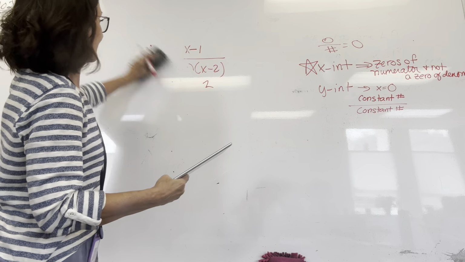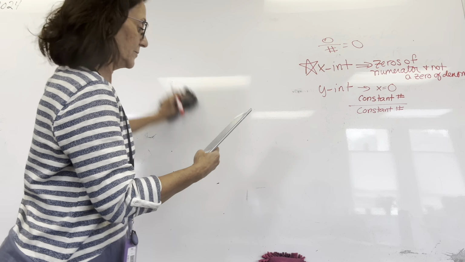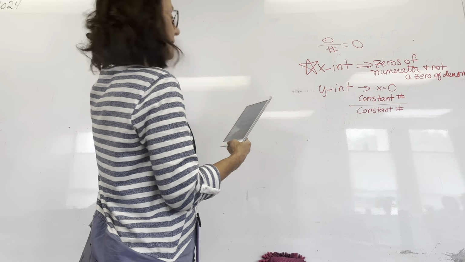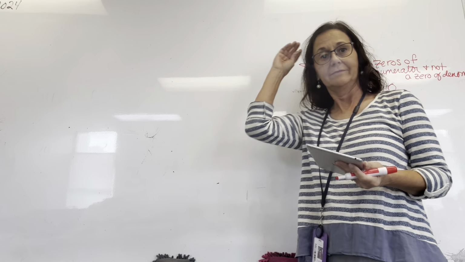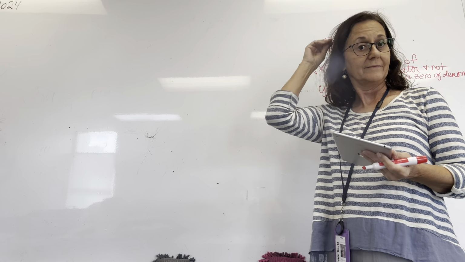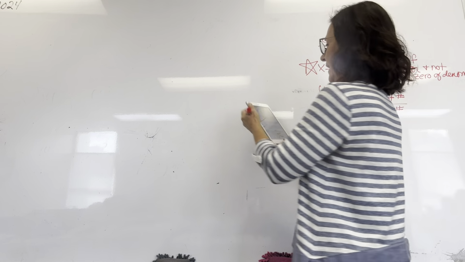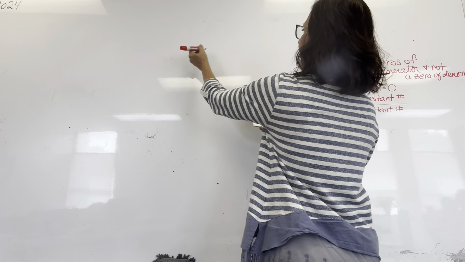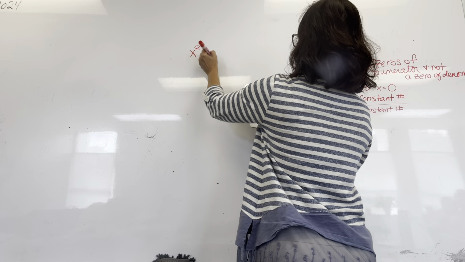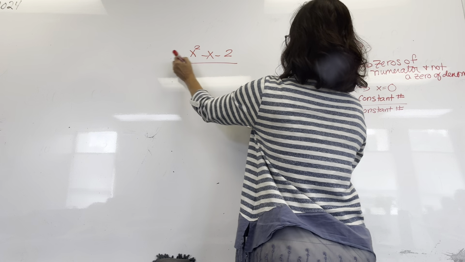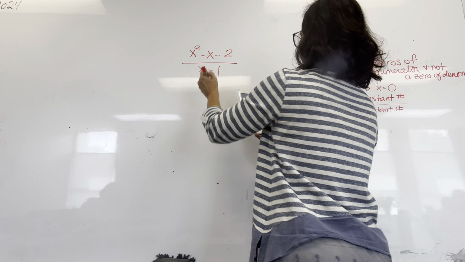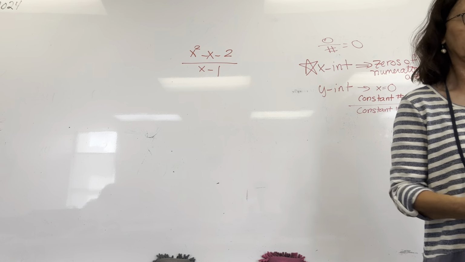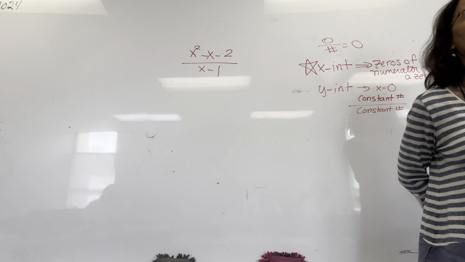All right. So now let's look at example 2. Are we ready? Example 2: x squared minus x minus 2 over x minus 1. Now, what is the y-intercept?